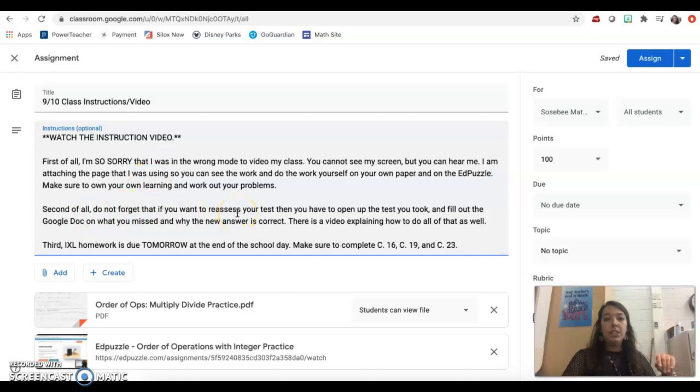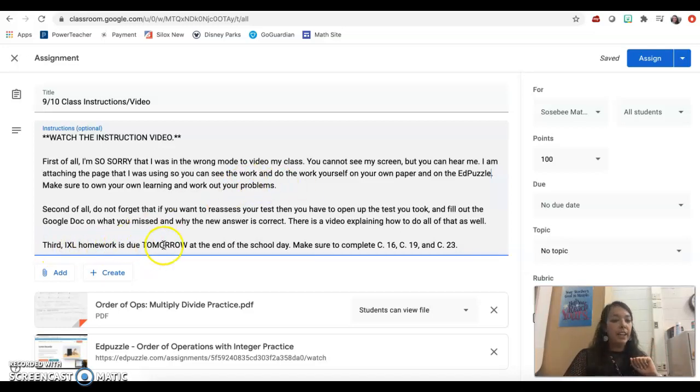If you want to reassess your test, don't forget that that is an option. There is a video on how to reassess, and you just fill out the Google Doc with what you missed and what you did to make it correct, and like why, what did you do wrong? Did you add wrong? Did you subtract wrong? Did you put a negative when you shouldn't have?